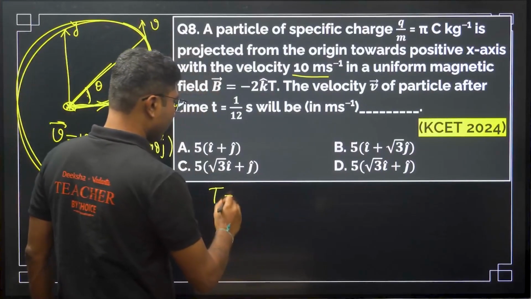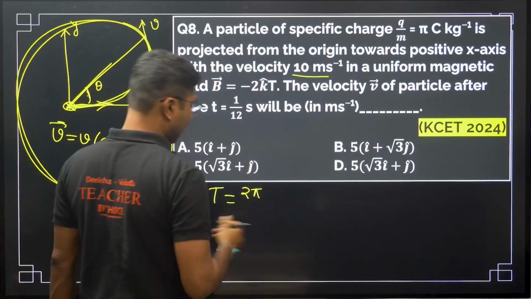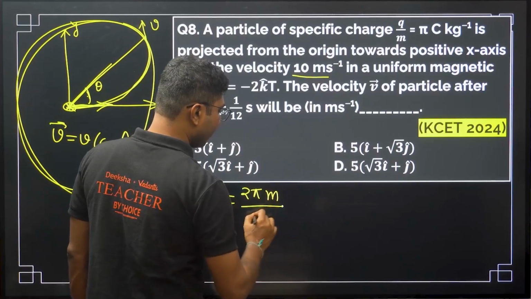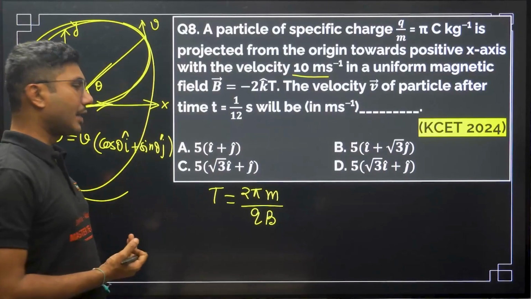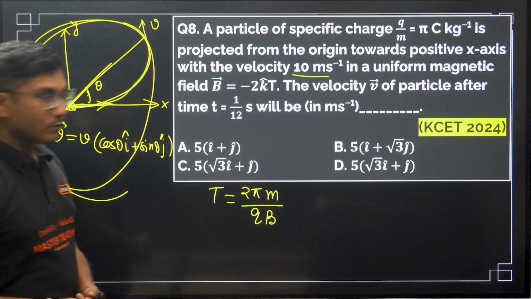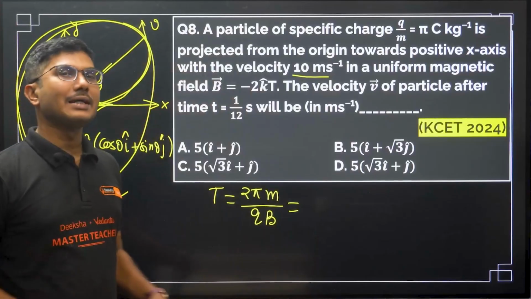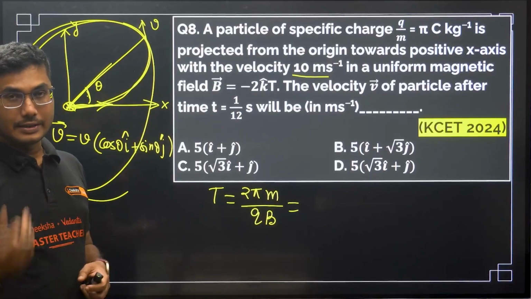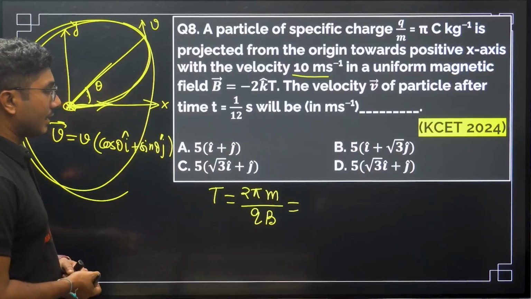Time period is given by 2 pi by omega, which is 2 pi m by qB. We have done this derivation, we have studied this as well, right? So time period is given by 2 pi m by qB. You have to remember this value. Or if you get time you can derive it as well, but in the exam you don't get the time to derive all such equations. That's why it is better to remember such values.